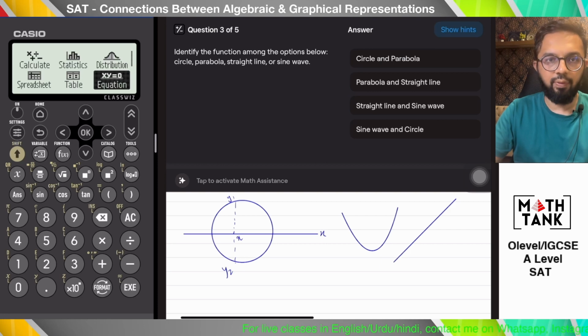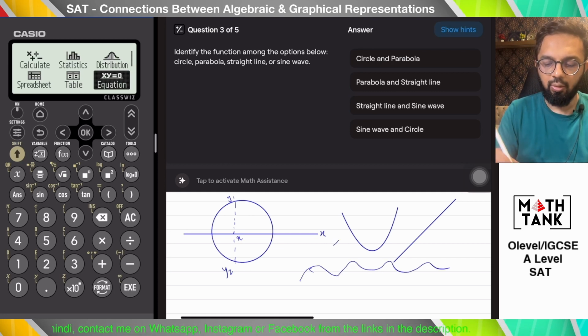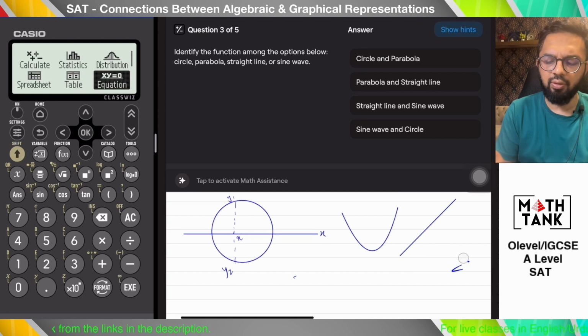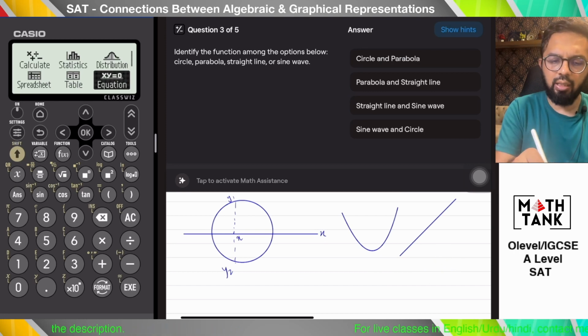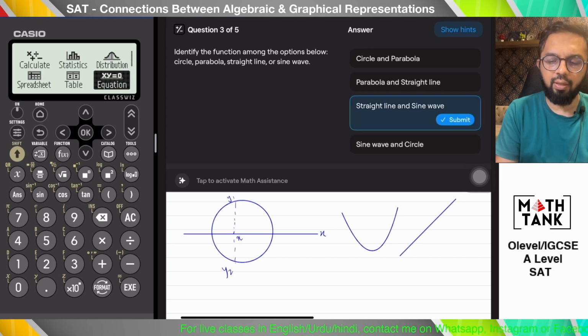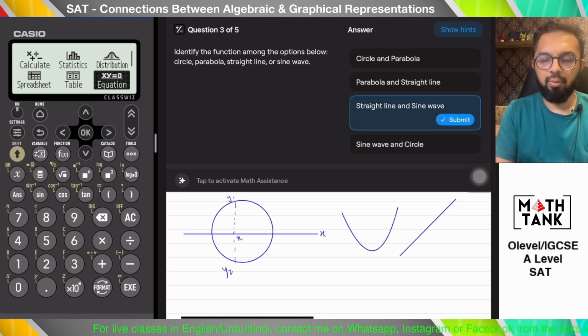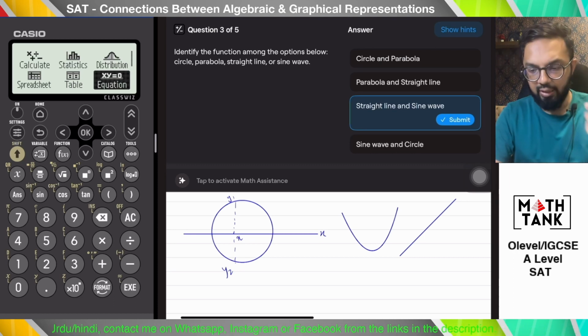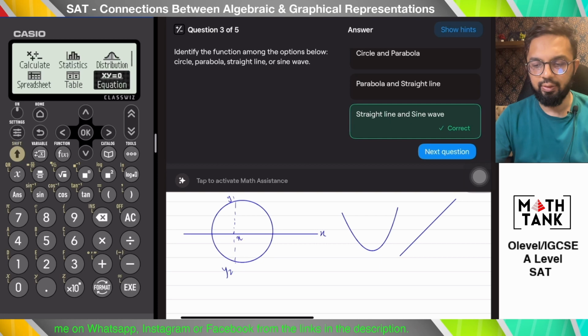Why? Because for each value of x, there is exactly one value of y, and so it's true for a straight line. Now, in this case, the sine wave could look like this. The sine wave means the sine function. Since I have done this before, I think the correct answer is wrong here. It says straight line and sine wave, although the answer should be parabola and straight line. That's what the hints in the answer also tell you, but I'm going to click this, although this isn't the correct answer.